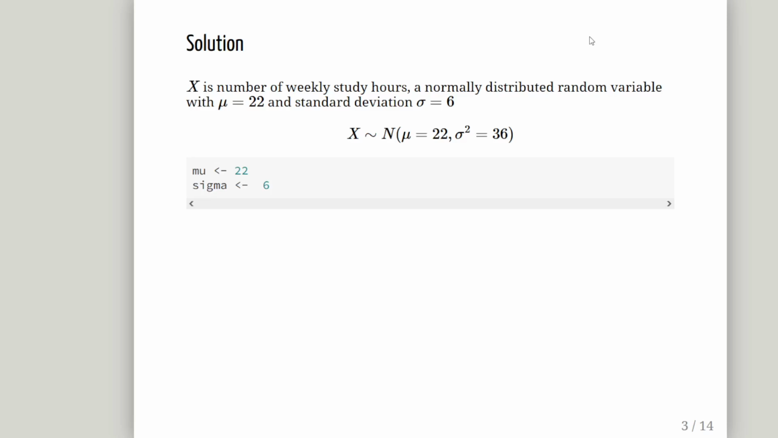So X is the number of weekly study hours, a normally distributed random variable with mean mu equal to 22 and standard deviation sigma equal to 6. When we write that out mathematically, we would state it as follows: X is distributed as N, for normal, with mu equals 22 and sigma squared equals 36. So just watch out for that. The convention here is to state the variance in this part of the notation. But anyway, mu here is 22 and sigma is equal to 6.